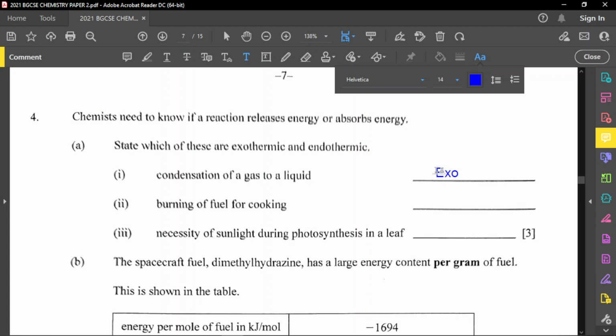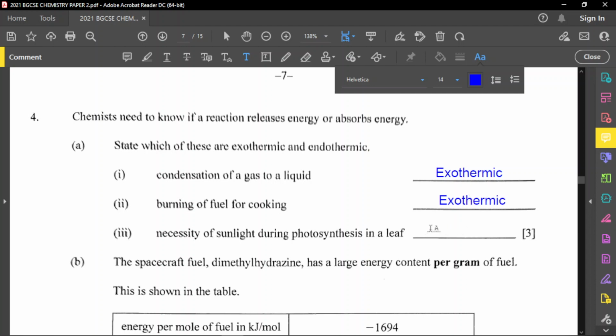All right, let me write out the whole thing. So exothermic, right? And now burning of fuel, again, burning of fuel is giving off heat, all right? Once you burn any fuel at all, and it's a fuel for cooking, doesn't matter what type of fuel, once you burn fuel, you're going to give off heat. So this is going to be exothermic, okay? Give off heat to its environment.